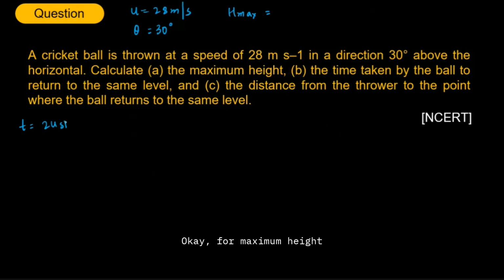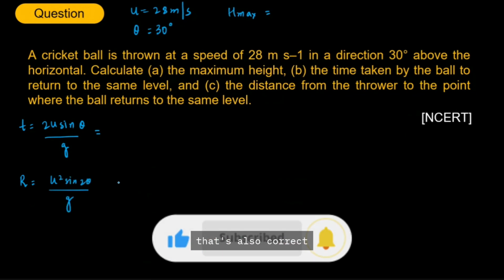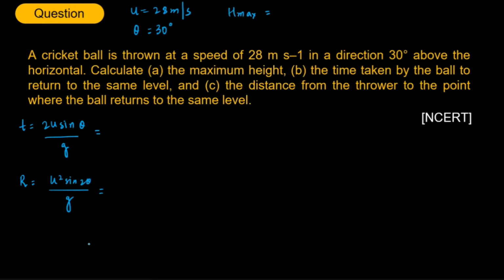For maximum height, I got 10 meters. Let me do time of flight: t equals 2u sine theta divided by g. Then for range, u squared sine 2 theta by g, with sine 60. I got about 69.3 meters for horizontal range. Yeah, that's also correct.